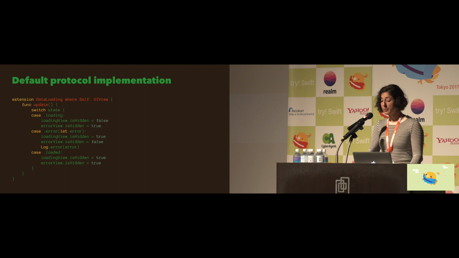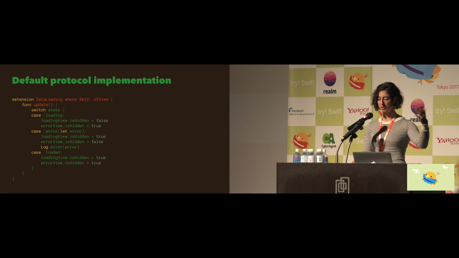So now what we want to do is this. We want to say if any view conforms to our data loading protocol, it should show and hide the loading and error views appropriately. In other words, what we want is a default implementation of our update function, since we know that the update behavior is going to be the same for all of our different views.